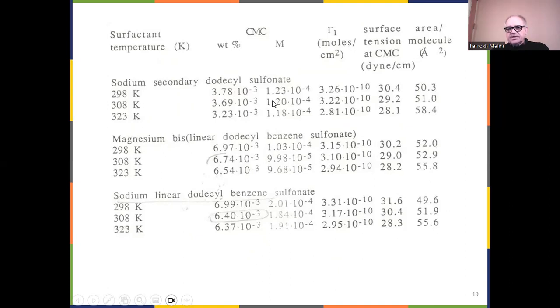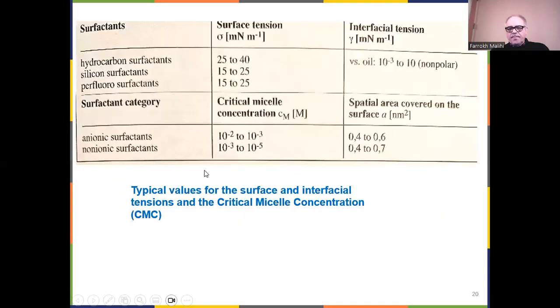So as you see here, CMC ranges in the range of 10 to the minus 4 to 10 to the minus 5 for these surfactants. The area per molecule is in the range of 40 to 50 angstrom. Here are typical values of surface and interfacial tensions for different surfactants.